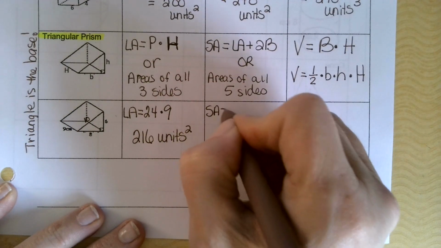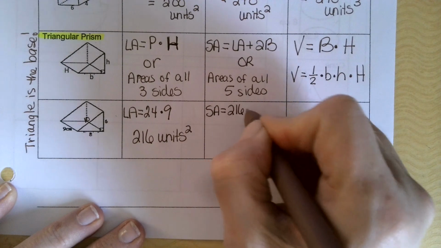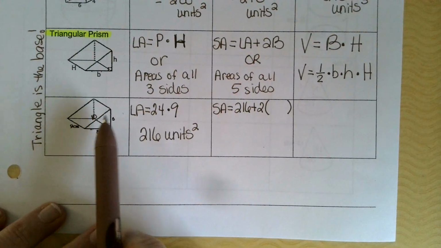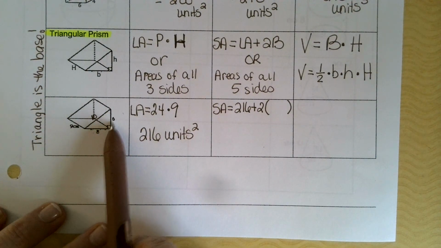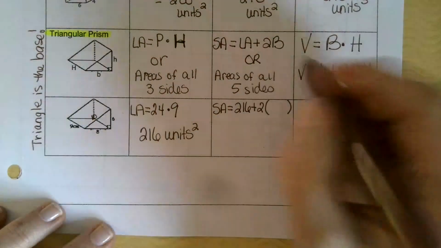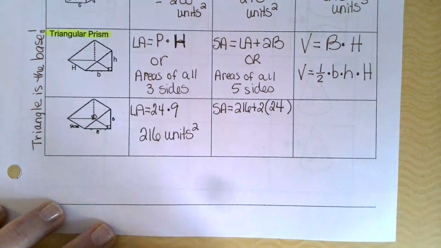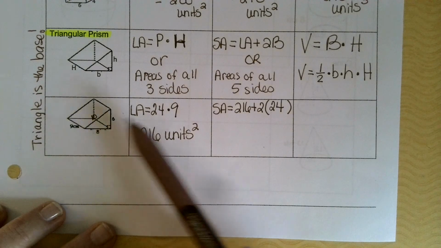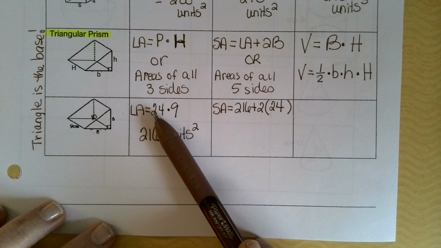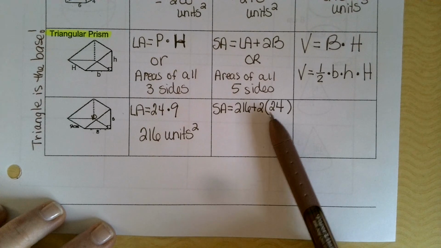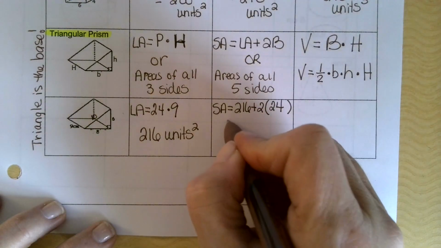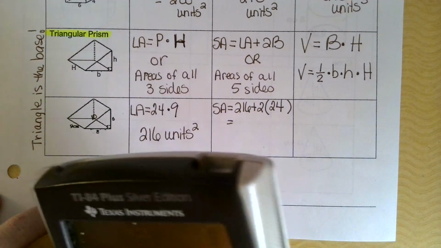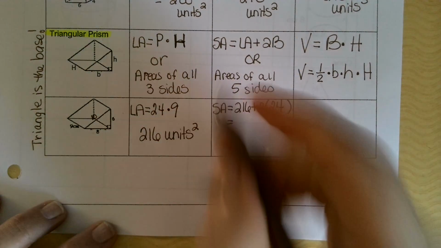So our surface area is the lateral area plus 2 times the area of the bases. Well, let's do that calculation. Area of a triangle is 1/2 base times height. Okay, half of 8 is 4. 4 times 6 is 24. Okay, no relationship that the perimeter was 24 and the area was 24. Okay, that's just coincidence. All right, so 216 plus 48 gives us 264.